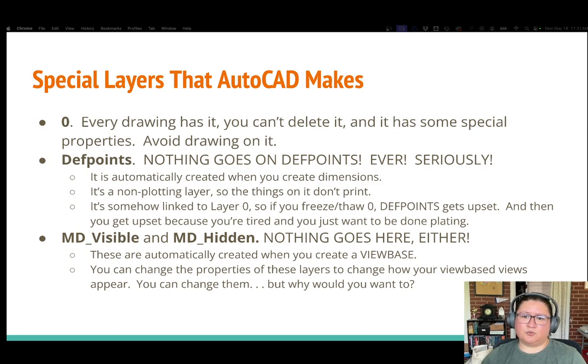This is to do with dimensioning. So when you create a dimension, there's these 2 little tiny 1 pixel dots that go wherever your dimension is pointing to, the thing it's pointing to. If you draw on Defpoints, you're never going to see it on a plotted paper because it's a non-plotting layer. Whatever is on there will be invisible to print. So be careful with that.